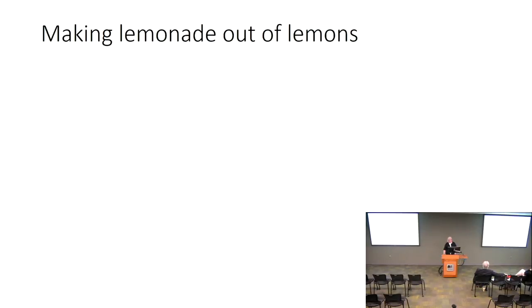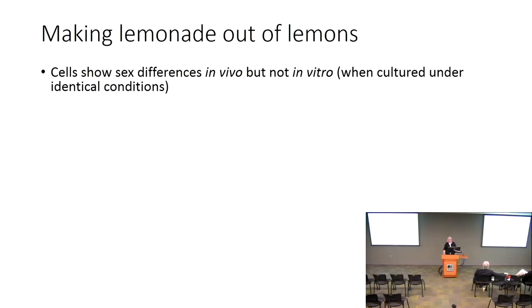Okay, so what I think we need to do is make lemonade out of lemons, right? And it's trying to persuade you that the world isn't as grim as you think it is. Okay, so this is an example which was being used in this paper as a drawback of why we should study sex differences or try to include cells from two sexes. Cells show sex differences in vivo, but not in vitro when cultured under identical conditions.